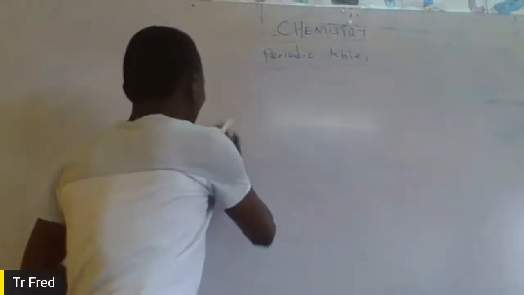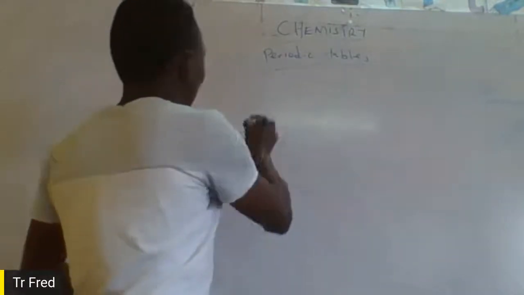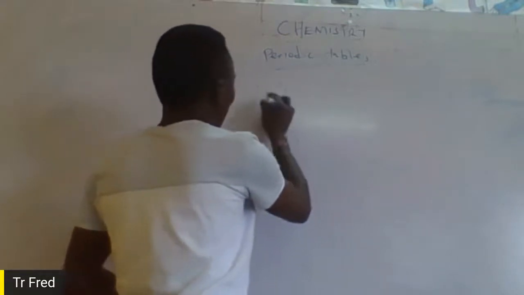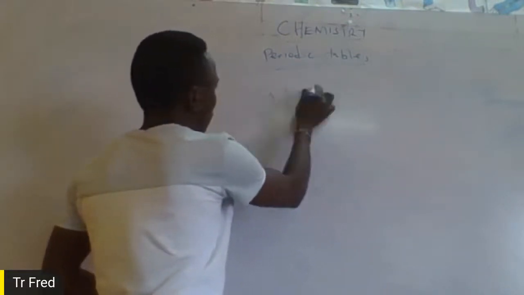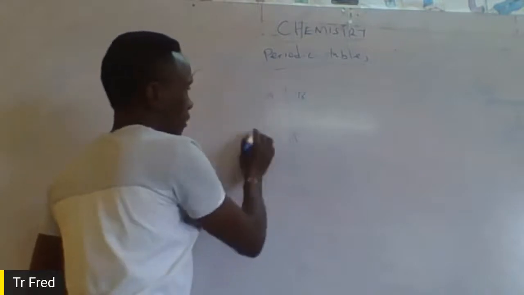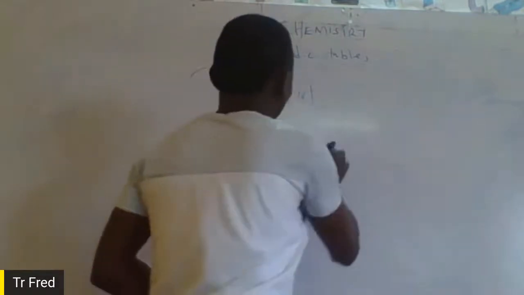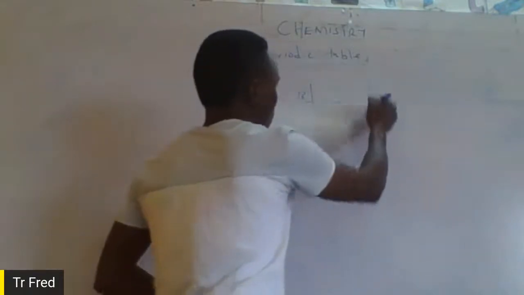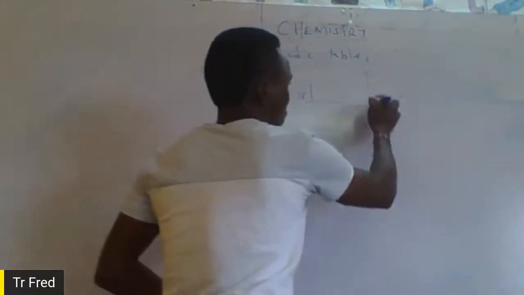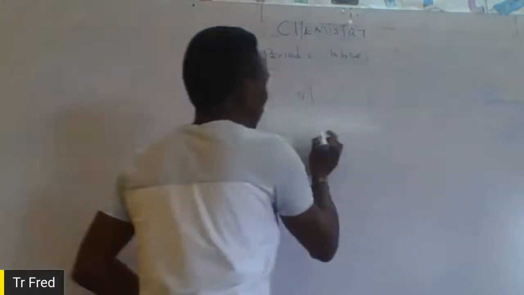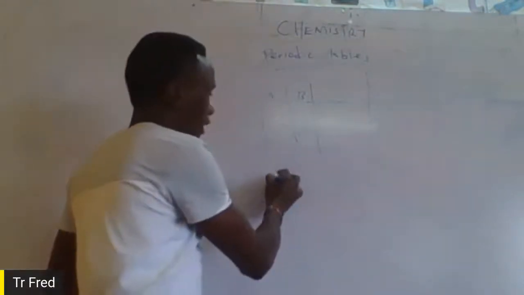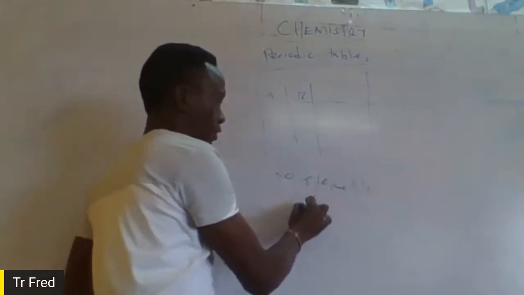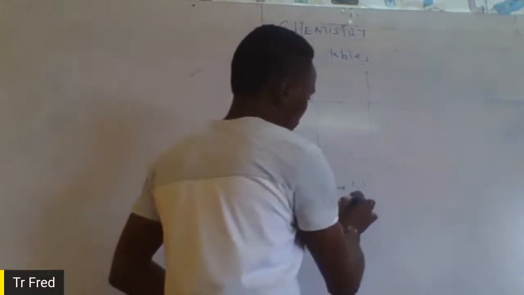Now, we can have a sample of the periodic table whereby we use letters to represent the first 20 elements of the periodic table and ask ourselves some simple questions on the periodic table. Now there are 20 elements of the periodic table starting from hydrogen all the way to calcium.